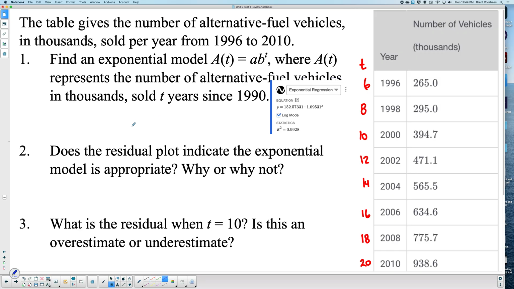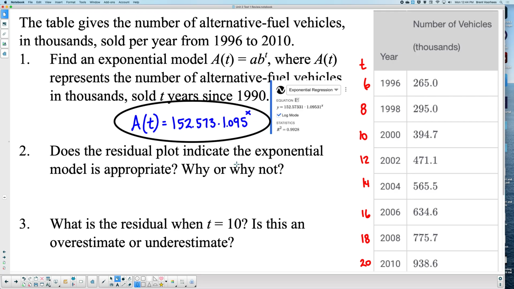So my equation we're going to be using here is A of t equals, we need 3 decimals, 152.573 times the base of 1.095 to the power of x. That's what your answer would be for number 1 on this slide.